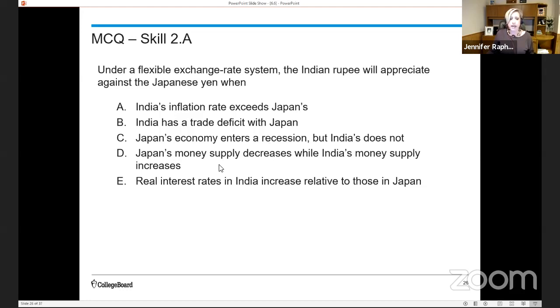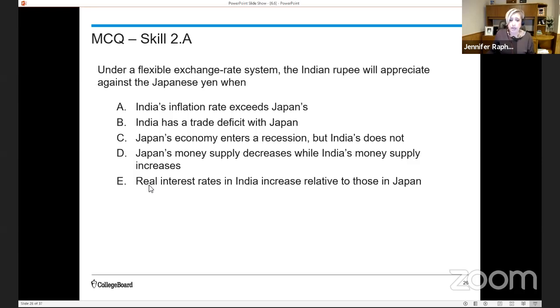Now, what about if Japan's money supply decreases while India's money supply increases? Well, if Japan's money supply decreases, then the interest rate in Japan is going to rise. That would cause financial capital inflow into Japan, and financial capital outflow from India. So if Indians want more Japanese yen, they're going to supply more rupees in the foreign exchange market. That's going to cause the value of the rupee to fall, not rise. So we've ruled out A through D.